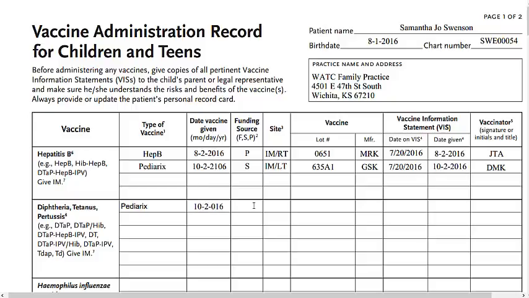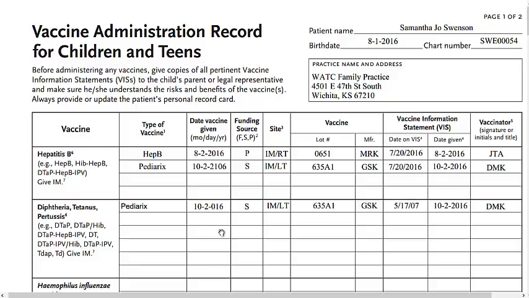My funding source, it's all going to be the same. And my Glasgow Smith. The date on the VIS for the DTaP, 5/17 of 07. The date that I gave it would be here. And then I will be putting my initials here.